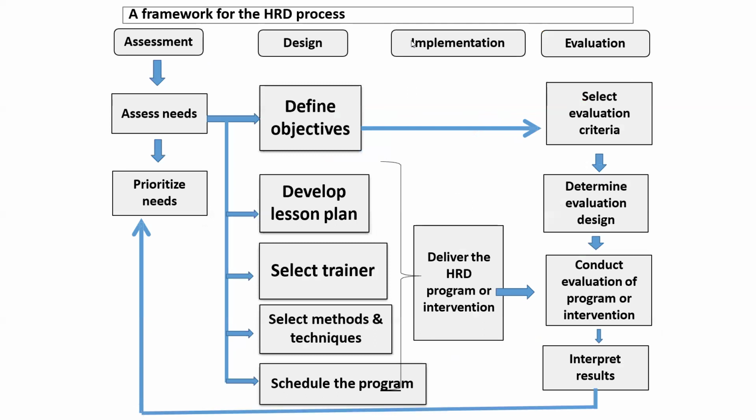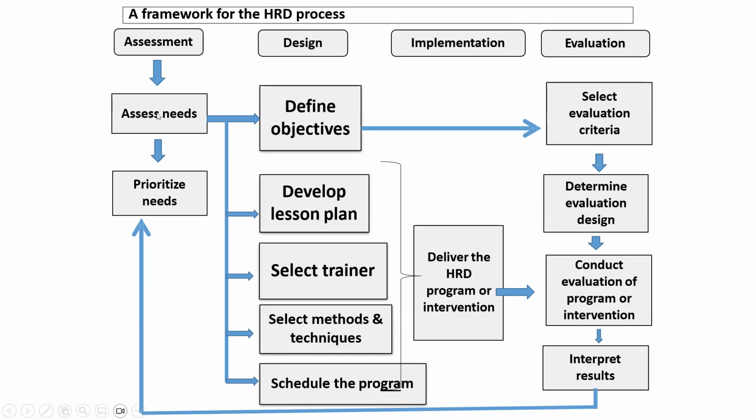Right. So these are the steps. This is the model that we are following. Simply, the HRD process is this one: assessment, designing, implementation, and evaluation. Those are the four steps, which is called the four-step HRD process. This one was discussed last week. And today we are going to discuss this one. Our task is to design an HRD program based on the prioritized HRD needs, right?